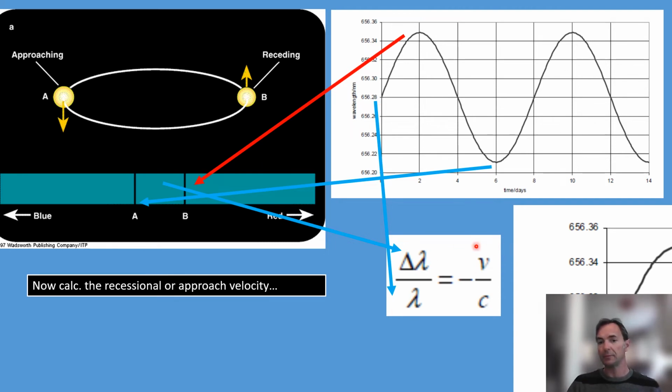Velocity is what we're looking at, the approach or the recessional velocity. And here is the speed of light. So our only unknown, of course, is the recessional velocity. That's the 1 minus sign. And as it's going away, if it's blue shifted, of course, it will be a positive one. So work out the difference between here and here.